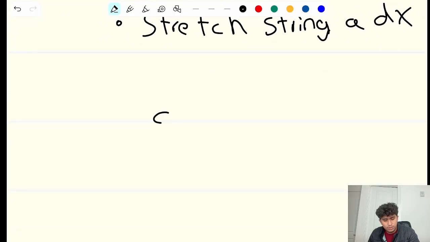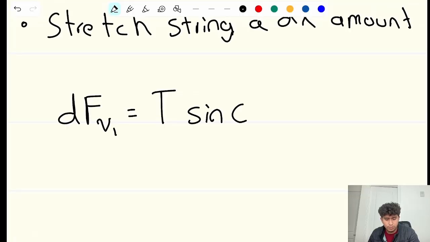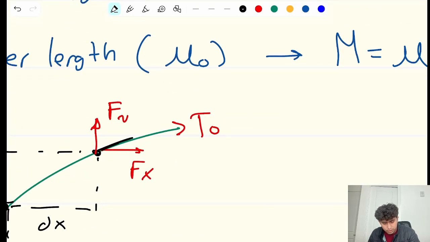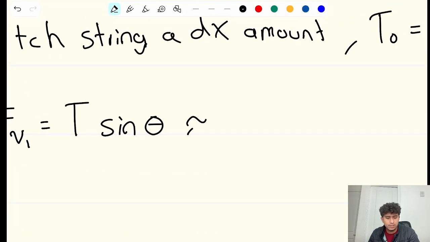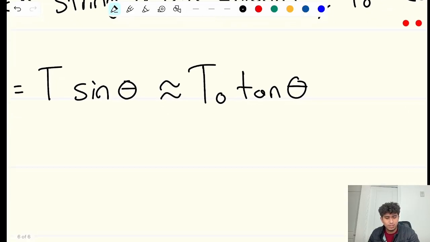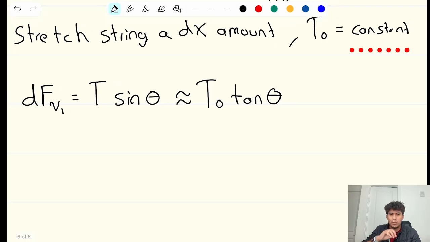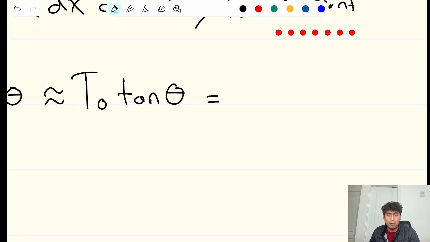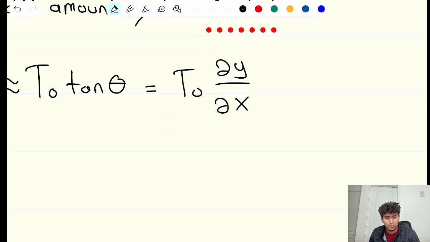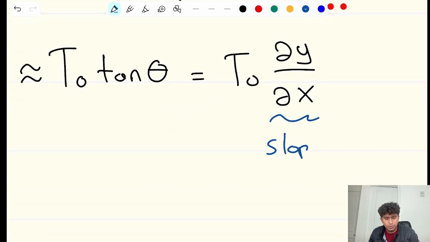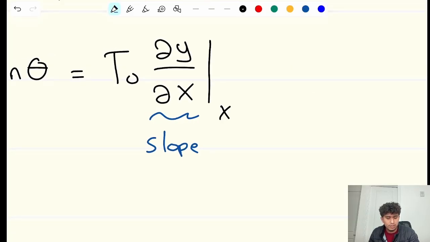To calculate the force, we can just take the tension multiplied by sine of theta, where theta is some angle here. Since this is the small angle approximation, sine is the same as tangent, because cosine is almost equal to 1. And the tangent is the slope. So the slope is delta y over delta x, the partial derivative of y with respect to x, evaluated at x.